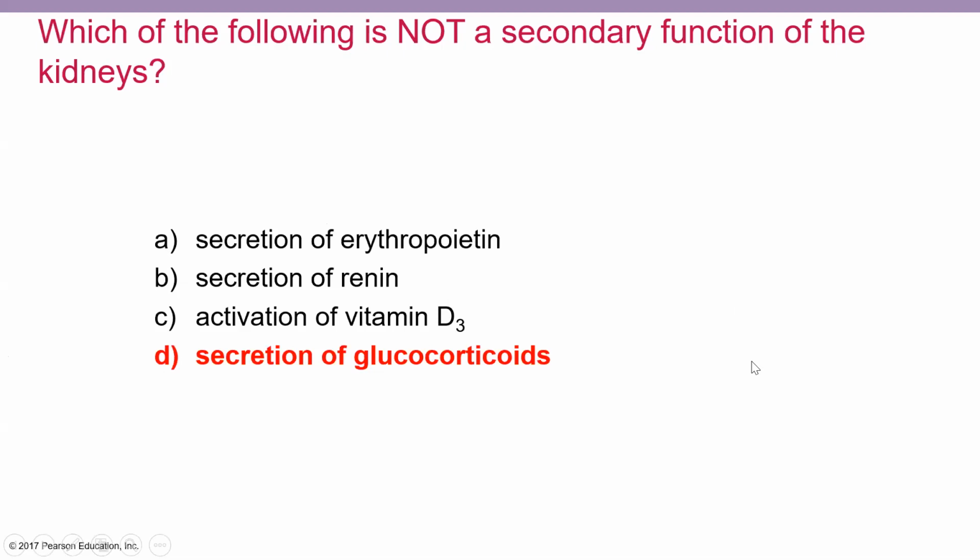That is a function of the adrenal glands. And remember, the adrenal glands are actually not a part of the renal system, okay? So just bear that in mind. The renal system includes the kidneys, the ureters, the bladder, and the urethra. So the answer here was D.